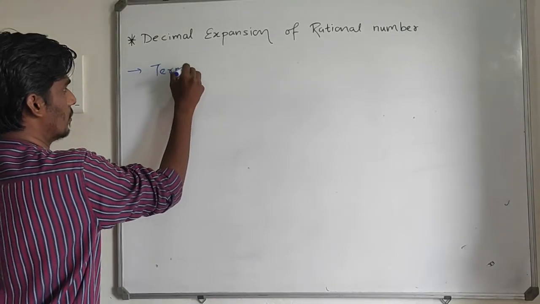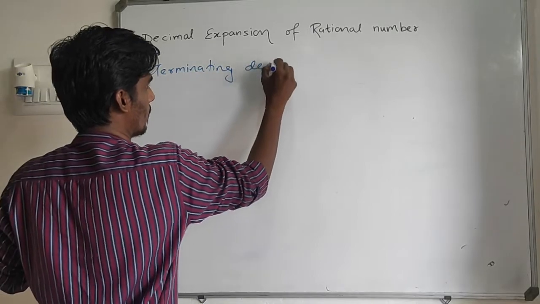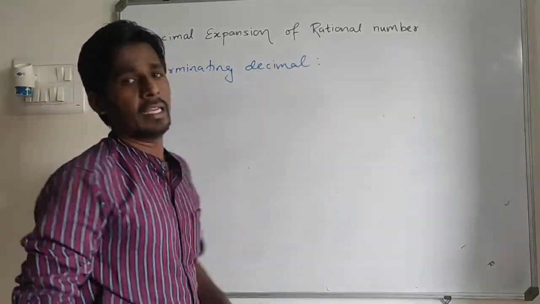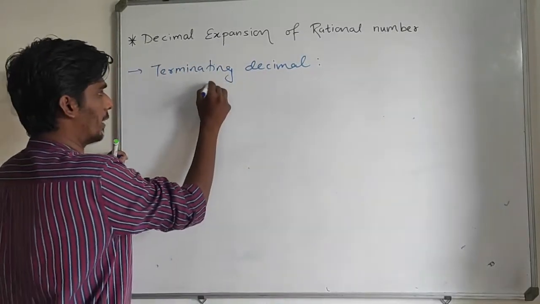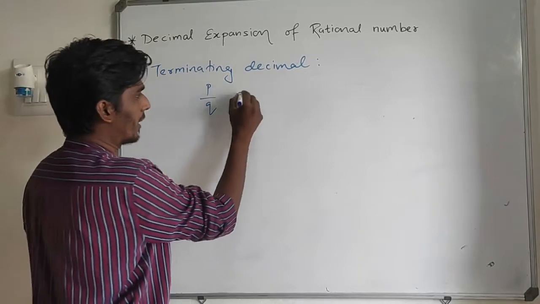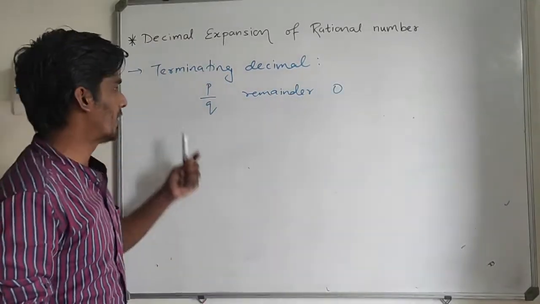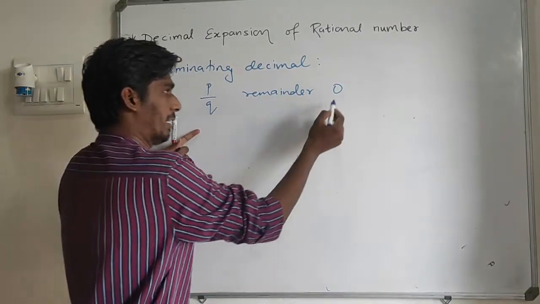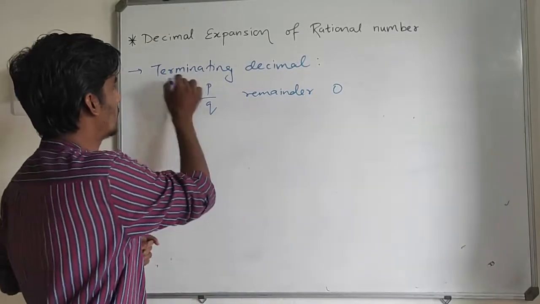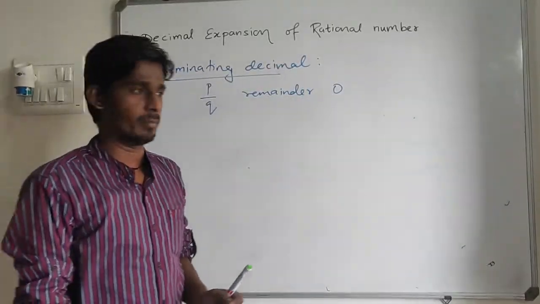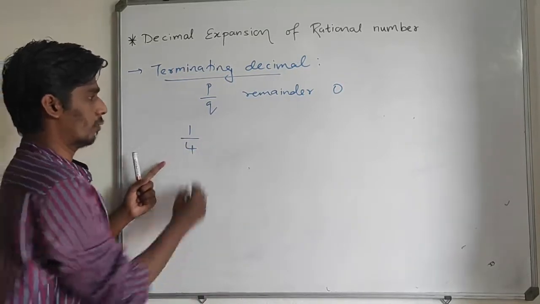First of all, terminating decimal. In terminating decimal, if you divide any number, say if I am going to divide p by q, and if I get the remainder 0, even after a few steps, then I can say that the type of decimal is terminating decimal. Let's look at an example.